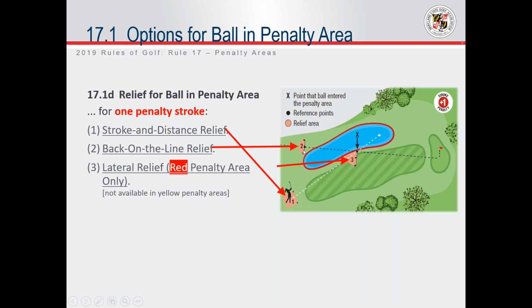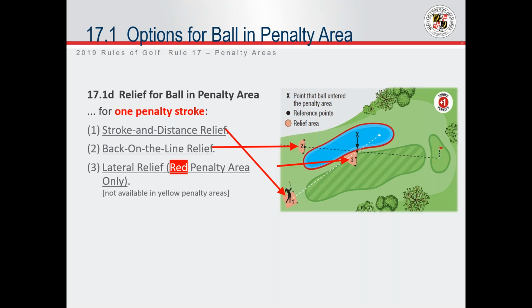Option number 2 is the back-on-the-line relief. So remember, the way we do this, we have to take the edge of the penalty area that we last crossed, use that point, take the flagstick and that point, and go back on that line as far back as we'd like to go. We pick a reference point. We get 1 club length on both sides. And then we have a relief area that we can drop the ball into.